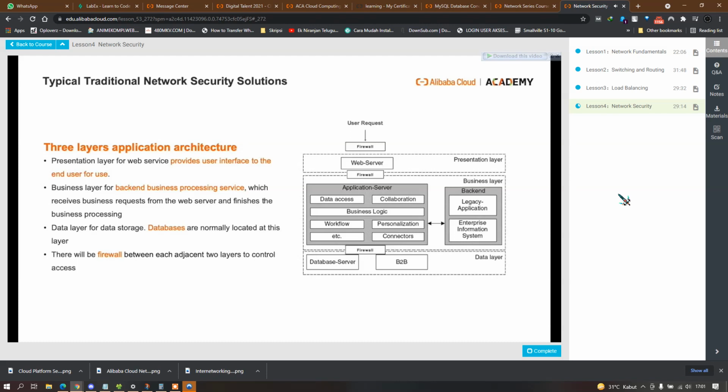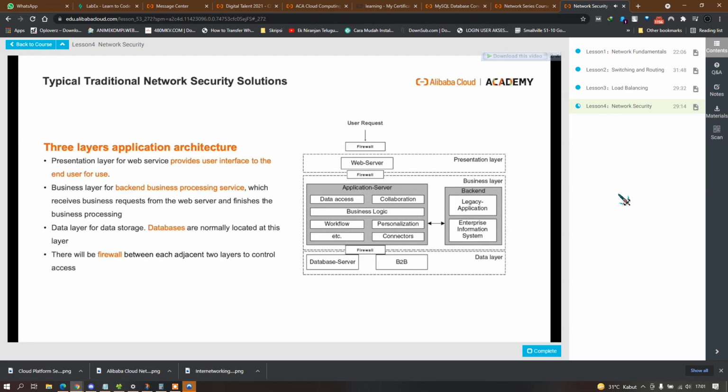And then the lowest layer is the data layer. This layer is used for data storage. And most of the time, the database will be located on this layer to do data storage.